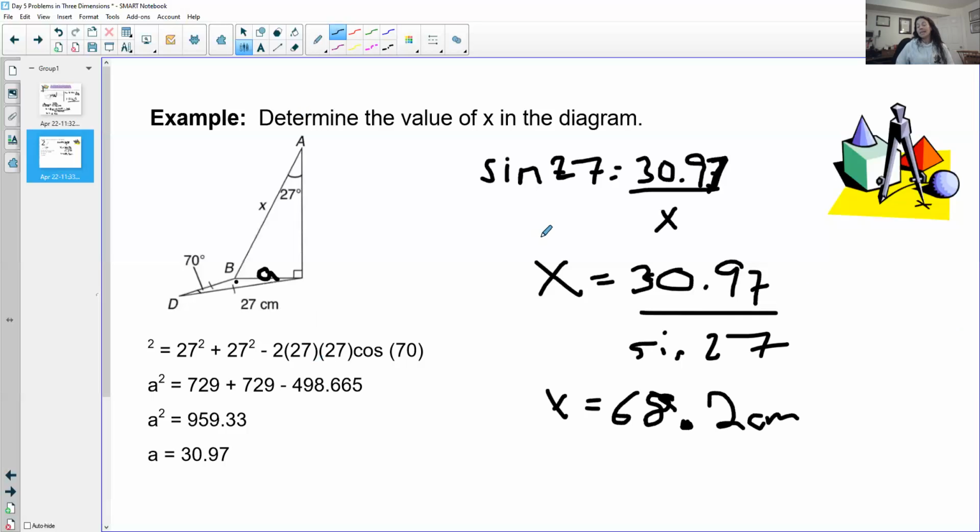Okay, and that's it. So it's just really creating multiple triangles and using the information from one triangle to get the answer for the second one.